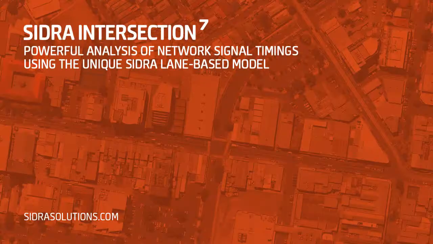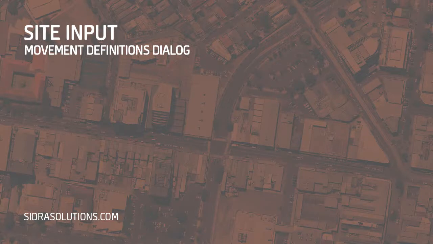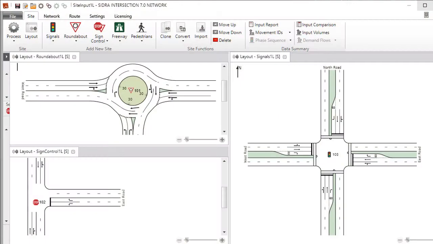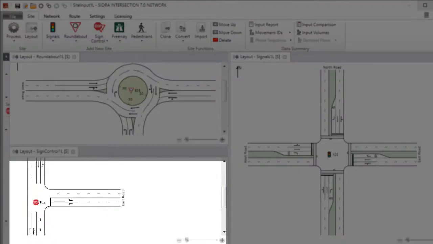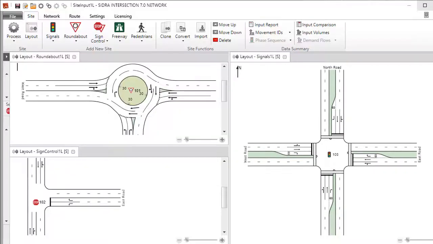In this tutorial, we'll demonstrate how to use the Movement Definitions input dialog to set up vehicle movement classes and origin to destination movements in SIDRA Intersection 7. For demonstration purposes, we'll continue to use the roundabout, sign control, and signals site examples created and saved in the Site Input Intersection Dialog video tutorial.